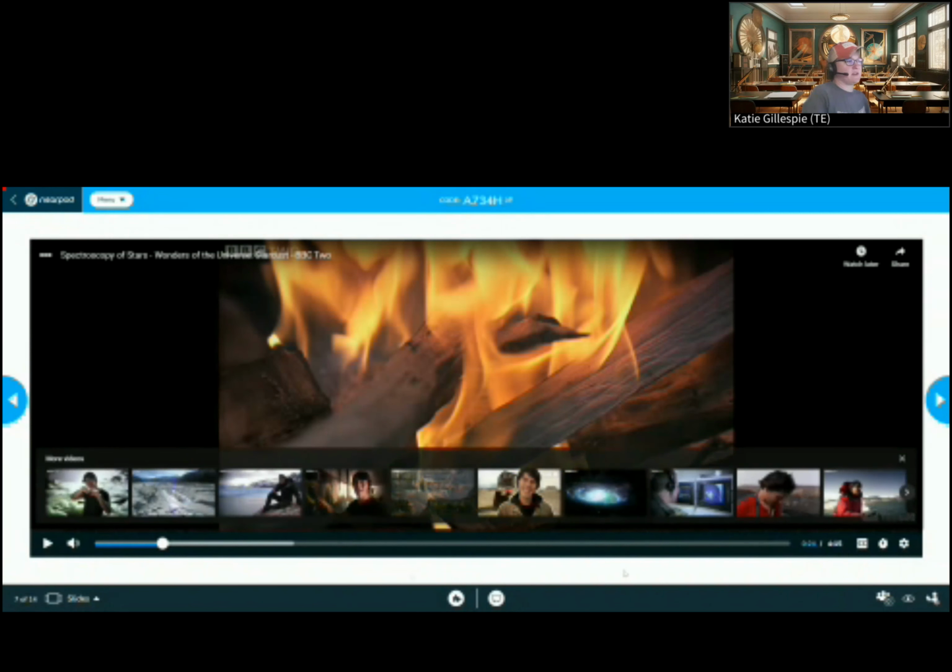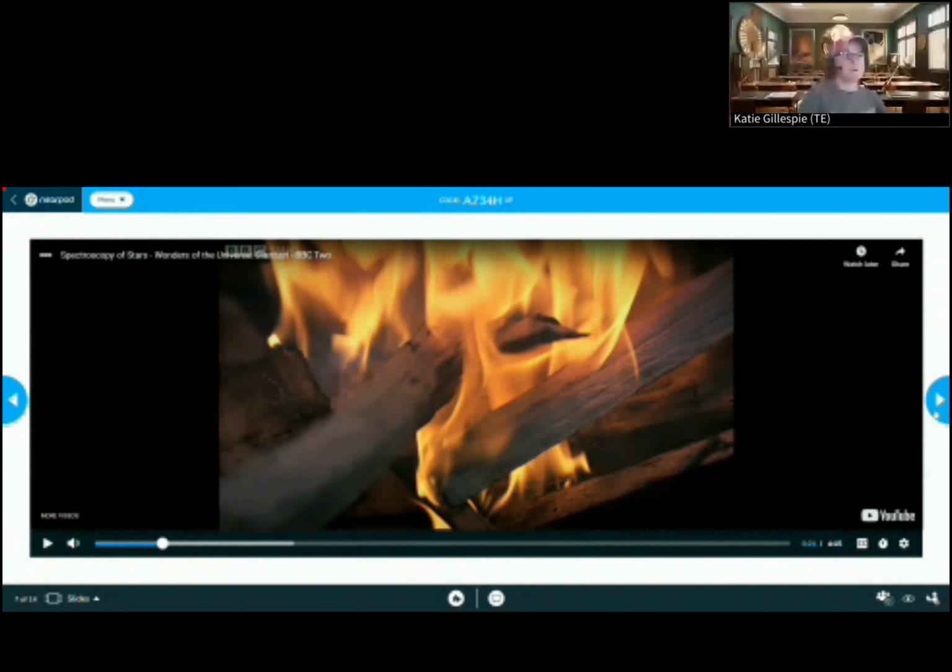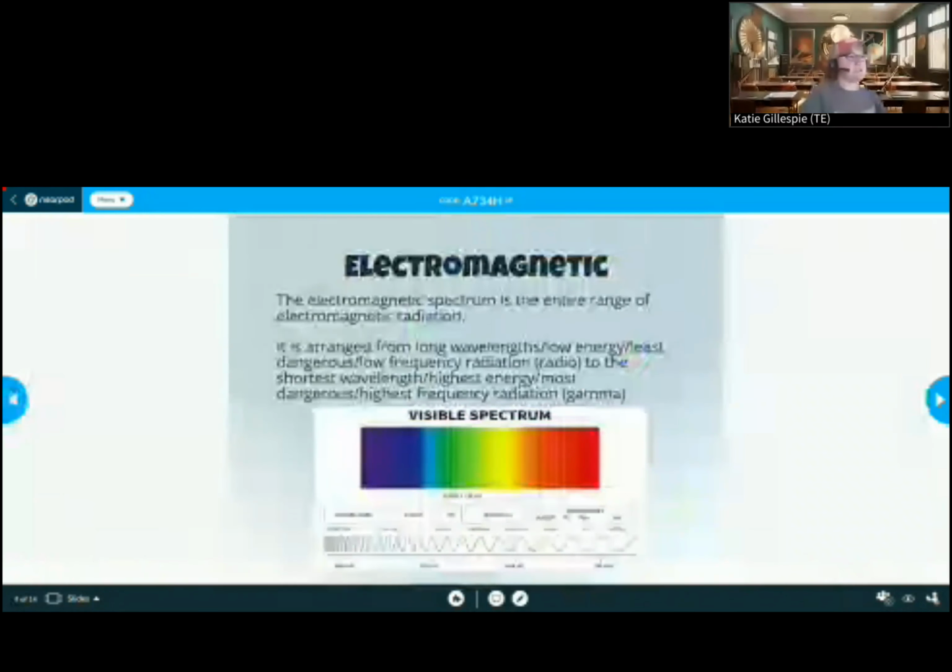So I'm going to stop it right there because the rest of the video you can watch on your own. But each element gives off a unique set of light and a unique concentration of that light. So what we're really talking about here is the electromagnetic spectrum. I told you guys we'd get back to this eventually.